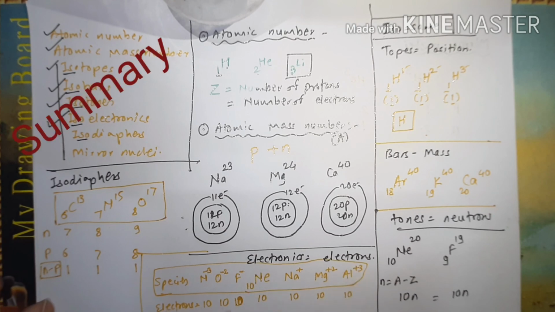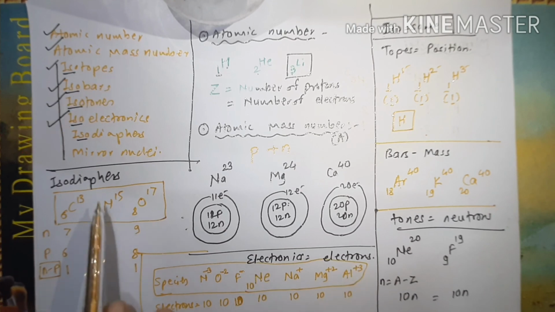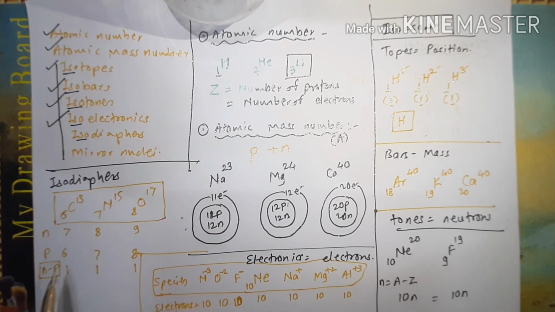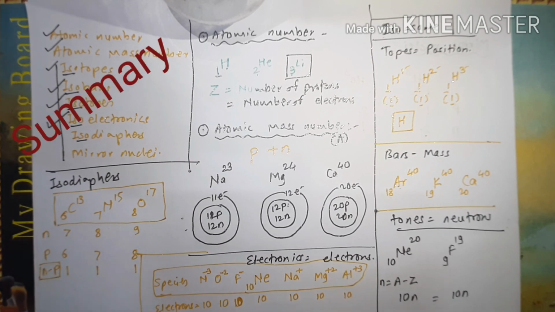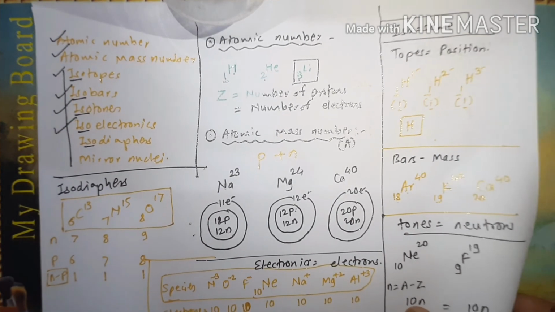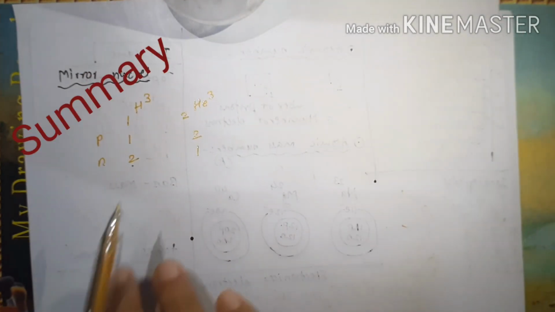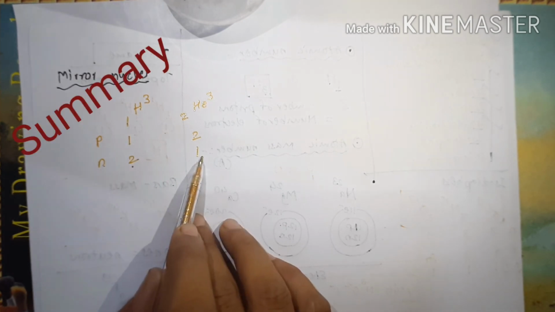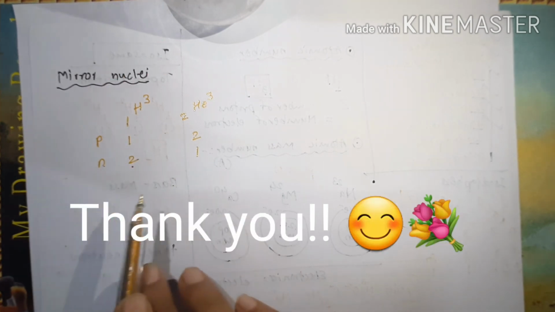Isoelectronic species have the same number of electrons. In the case of isodiaphers, the difference between n and p is identical. The neutron and proton difference is identical. And the last one, mirror nuclei, are the species in which the number of protons of one species is the number of neutrons of the other species, and vice versa.